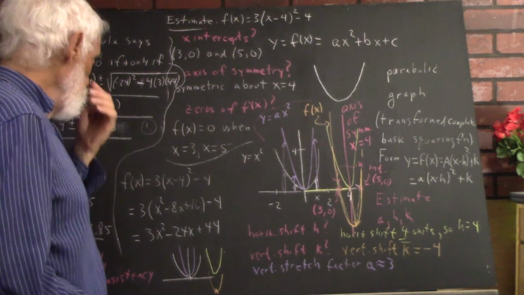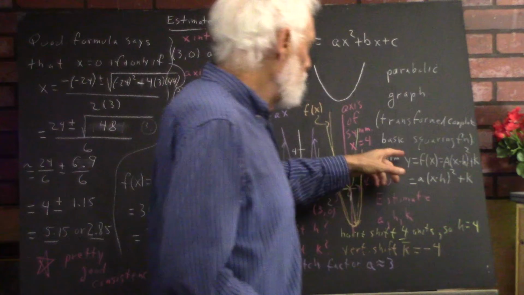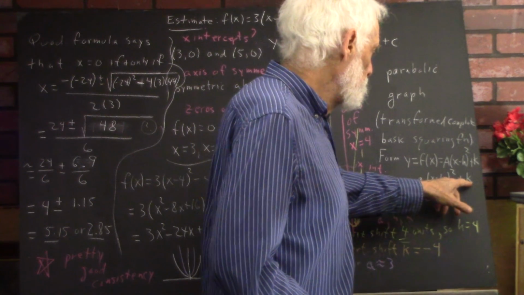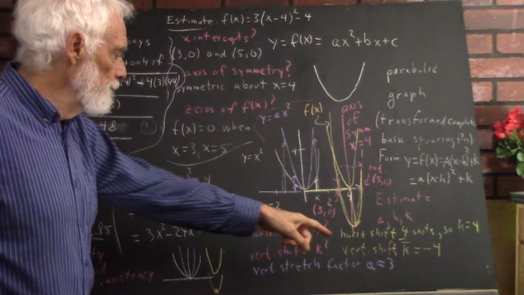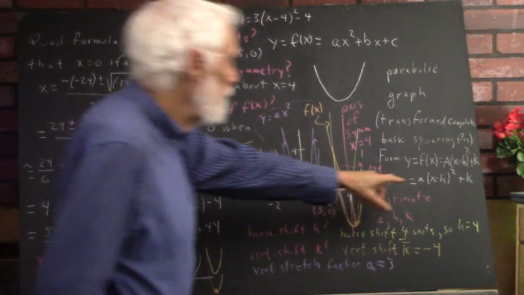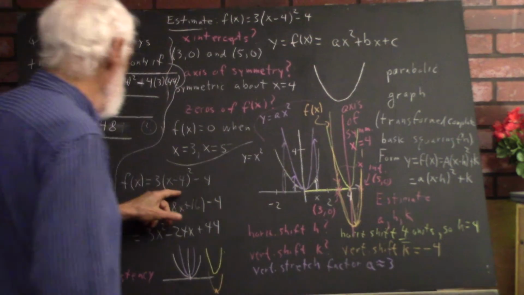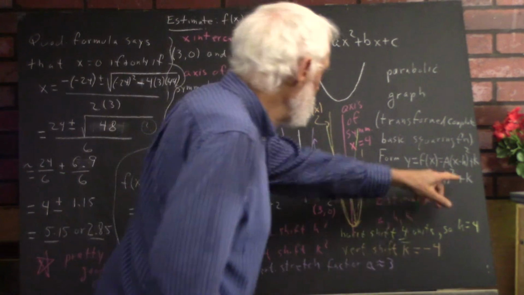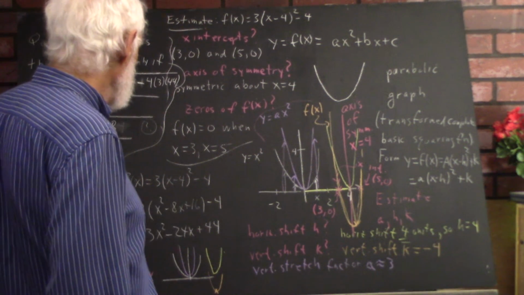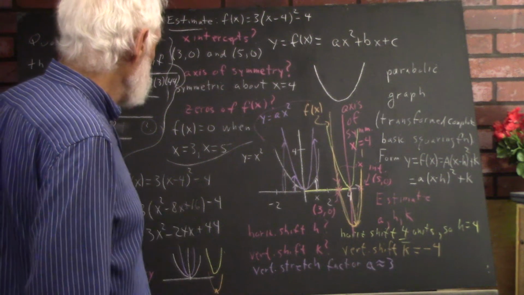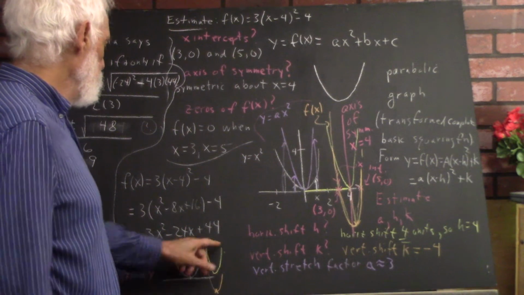Okay, so from everything that we've done, remember that the form is a times (x minus h) squared plus k. We've estimated that the vertical stretch a is 3, so a is going to be 3. h is 4, it's x minus h, so it's x minus 4. And k is negative 4, so we have a negative 4 here. We can expand this square. We get x squared minus 8x plus 16. We can multiply that by 3 and subtract 4, and you can verify that this is what we get.